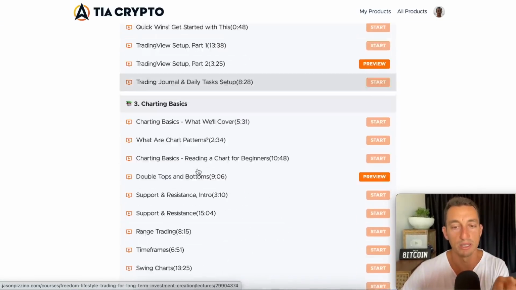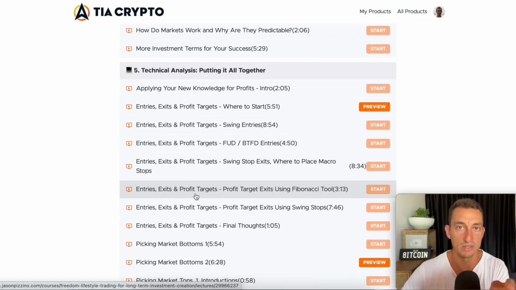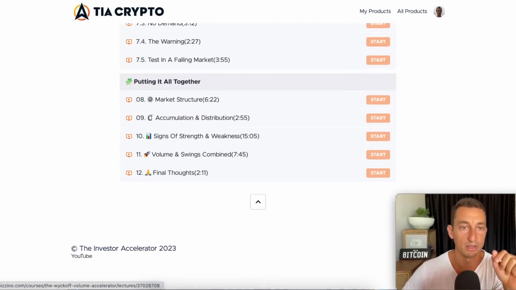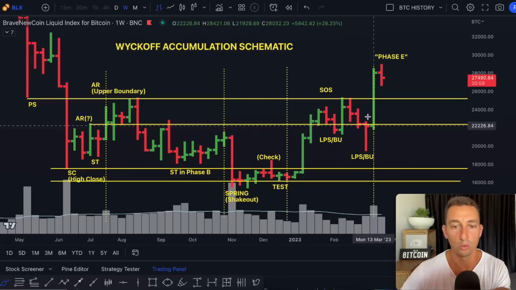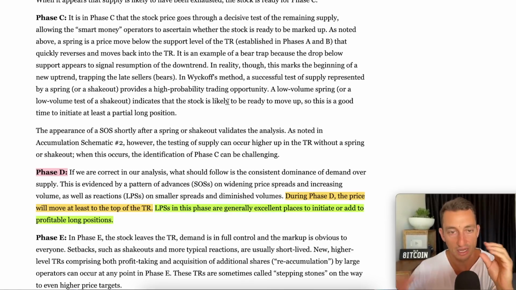But in terms of Bitcoin, that is precisely what I go through in detail here. Accumulation, distribution. This is something that I put together for our members, and we have the Wyckoff program here as well. In terms of what this all looks like as we bring it together with the Wyckoff schematic here, going through each of the phases, breaking this down into as small pieces as possible and showing it on the chart.